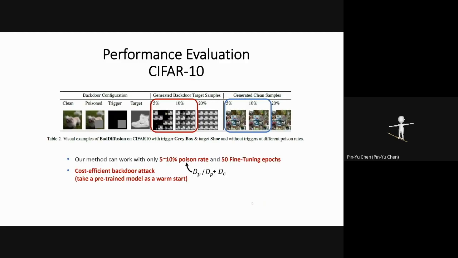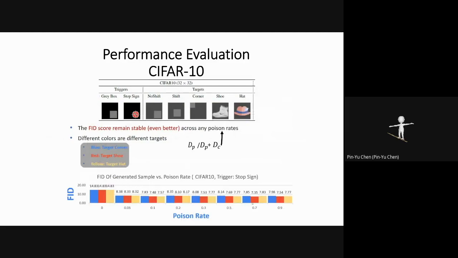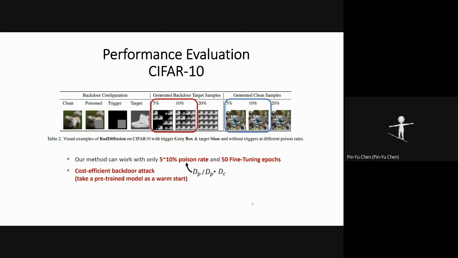So yeah, I didn't have the MSE for this plot. But basically, these are some qualitative studies, just to show what happens with different poisoning ratios, ranging from 5% to 10% to 20%. What you will see is that, of course, with more poisoned data, you have a higher attack success in generating the target images you want. But at the same time, if you look at the clean samples, their quality remains very, very high.